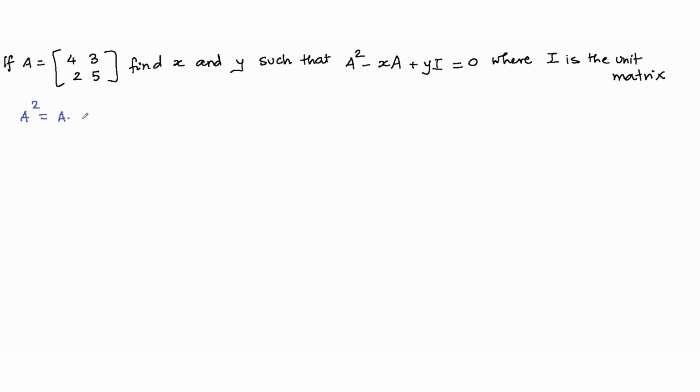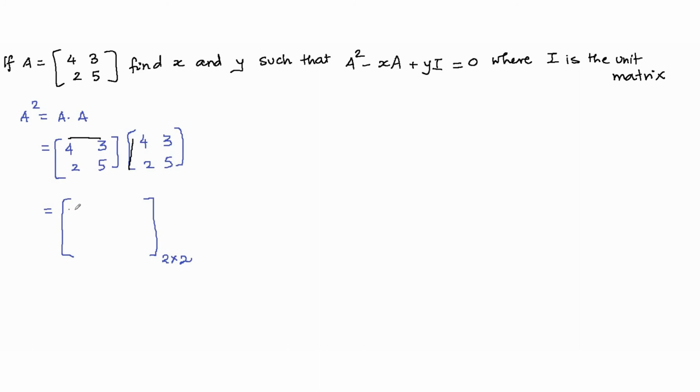A multiplied by A. Now A multiplied by A is going to be 4, 3, 2, 5 multiplied by 4, 3, 2, 5. So this is a 2 by 2 matrix multiplied by a 2 by 2 matrix. So we have 2 rows and 2 columns. So what are the 2 rows? So first we multiply first row with first column. So let's multiply the corresponding elements.